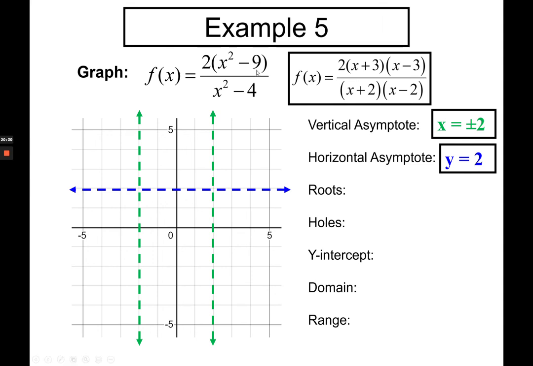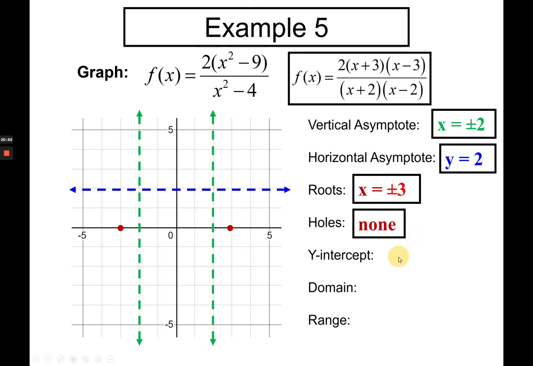Roots. The roots are based on the factors x plus 3, x minus 3. You just equate them to 0. So the first root will appear on positive 3, which means there's an intersection at positive 3 and negative 3. Holes. Do we have holes? Since we didn't have a cancelled factor, there's no hole.